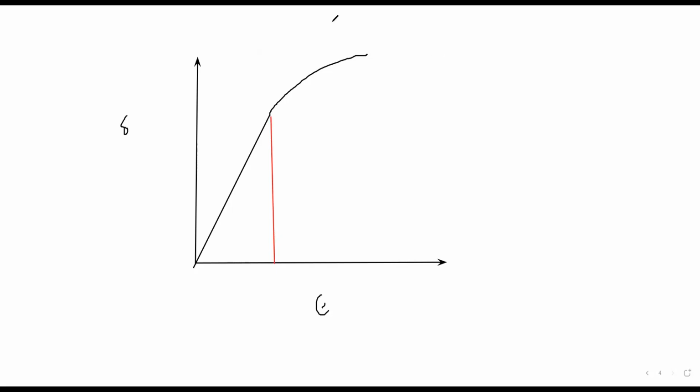For B, this is a graph. For example, the red line is representing the elastic region, meaning that the object can return back to its same original length, shape or size. That is the elastic region.